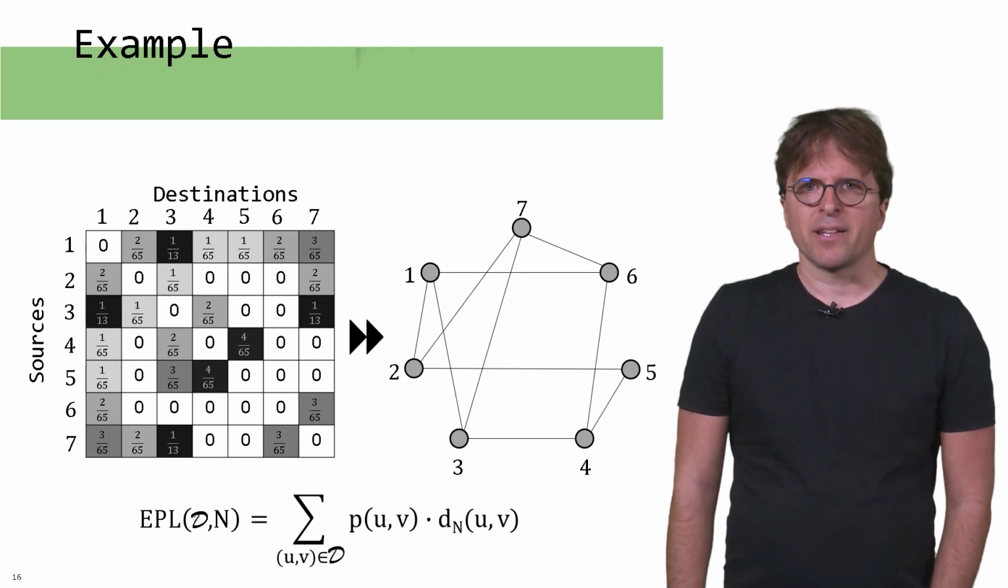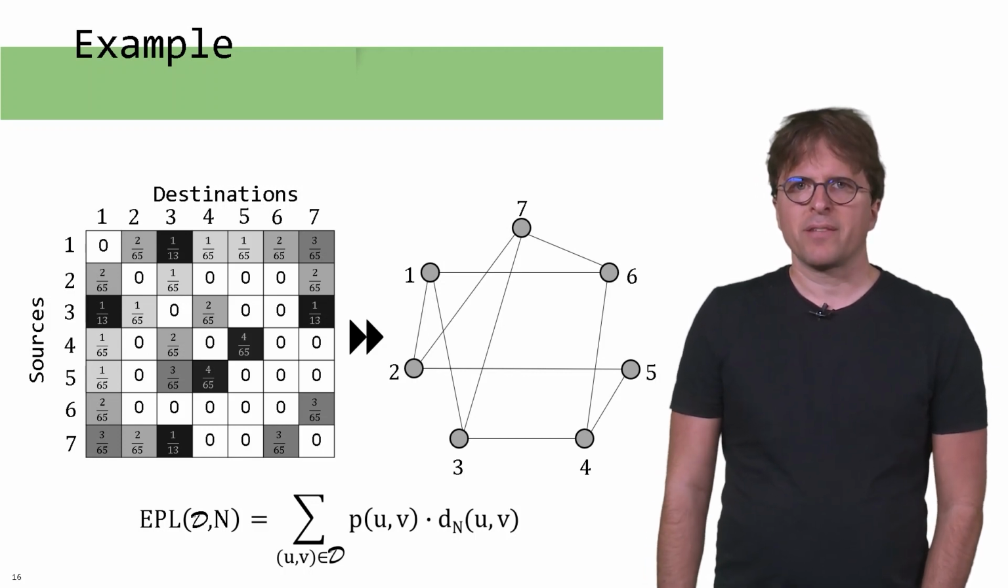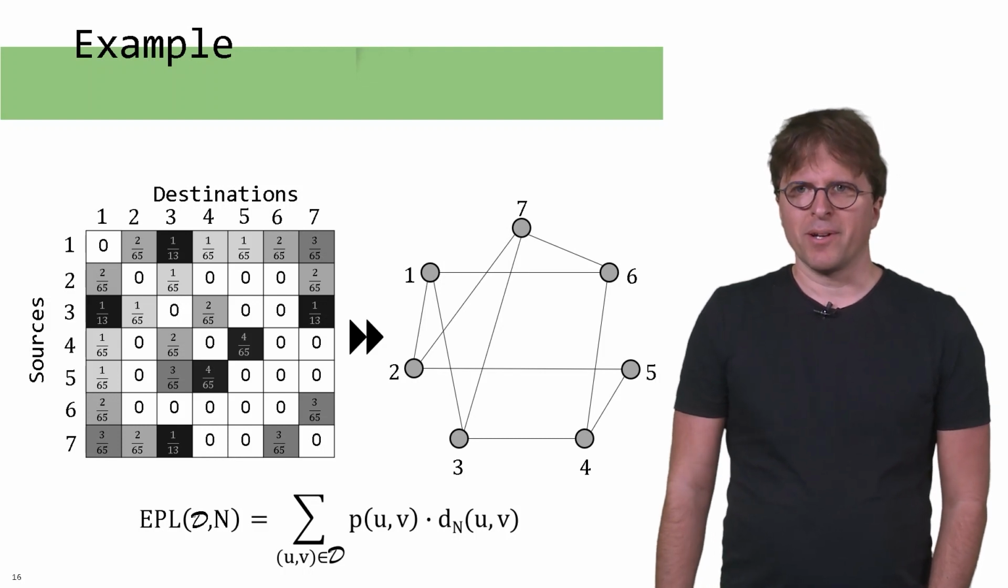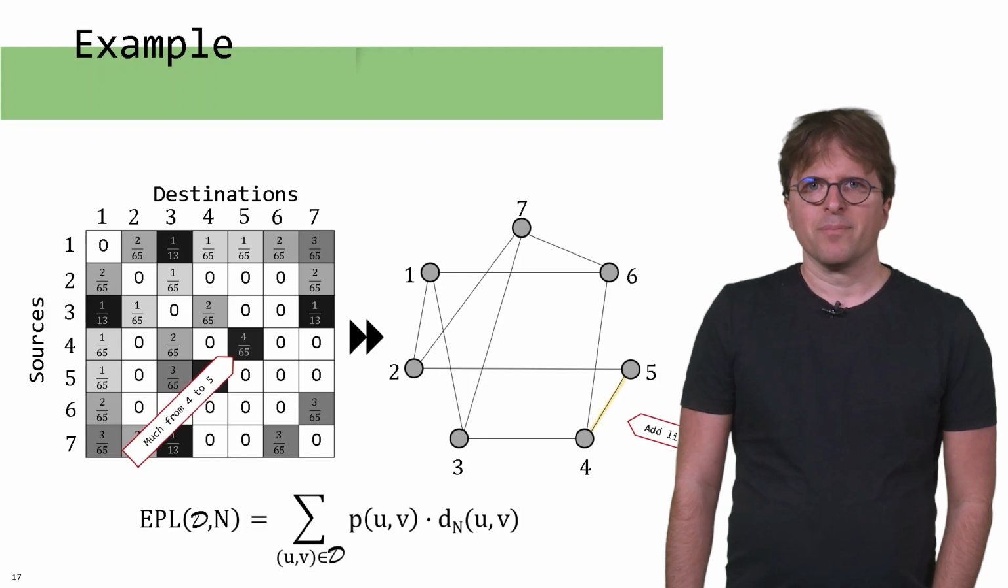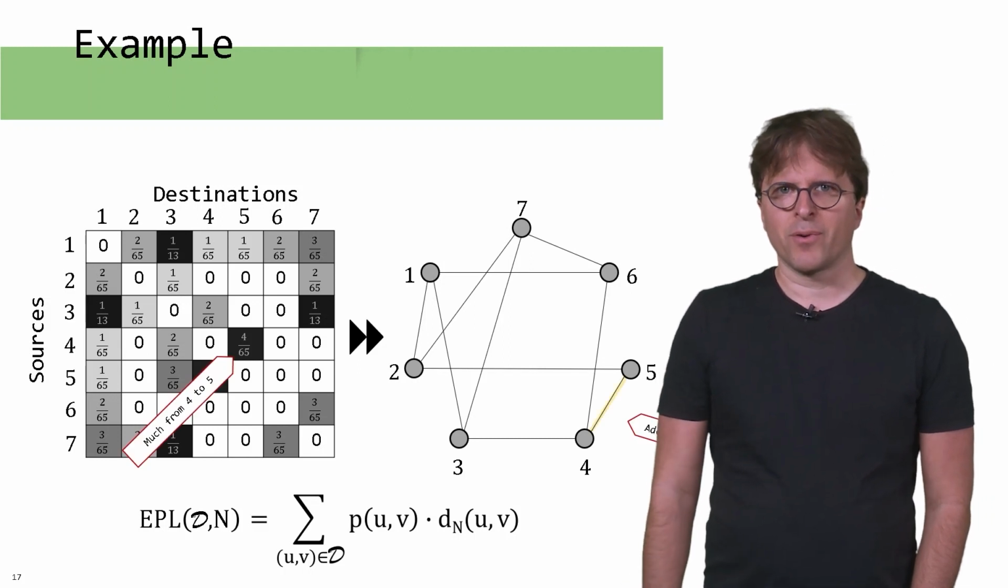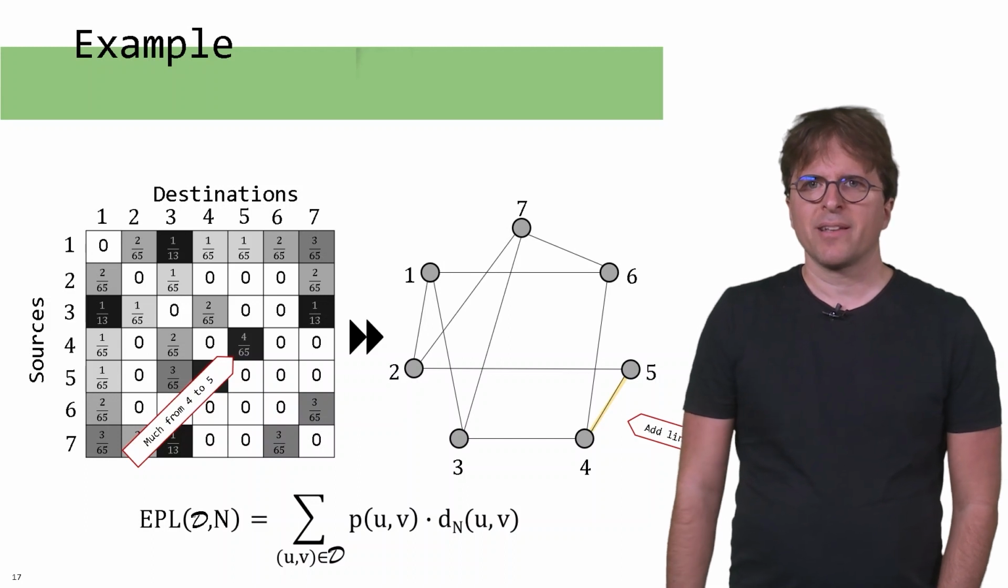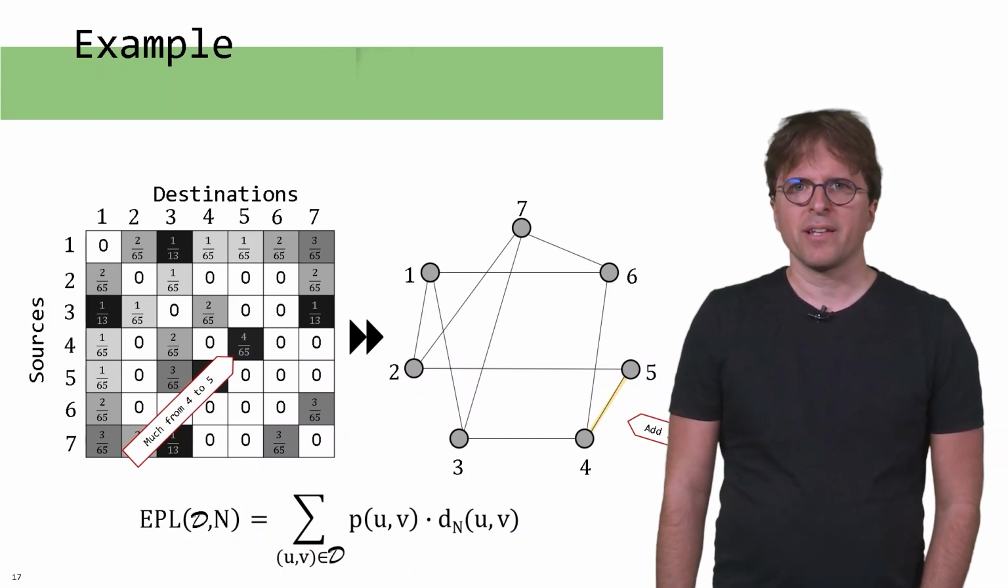And let's look at an example. If we have this demand matrix on the left, then why would this now be an optimal demand-aware network? For example, here, node 4 communicates a lot to node 5. So not surprisingly, in the demand-aware network, we'll have a link there.